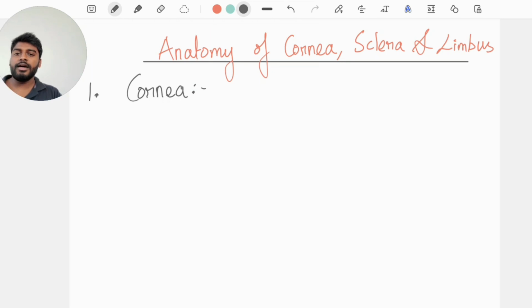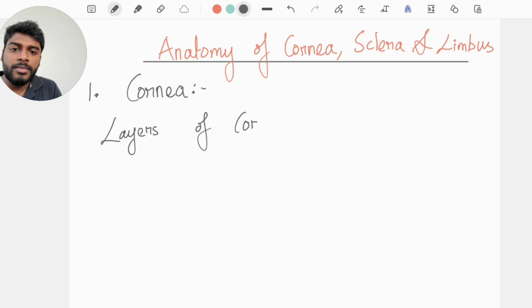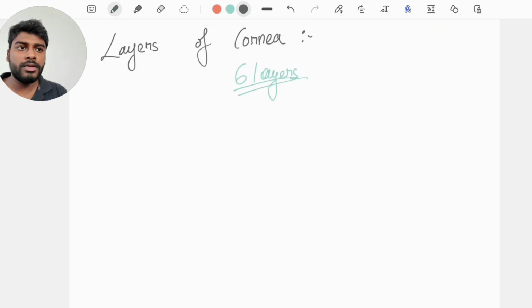Can you guess how many layers there are in the cornea? The layers of the cornea. Any guess? In a recent study in 2014, the cornea description was updated. There are a total of six layers in the cornea.